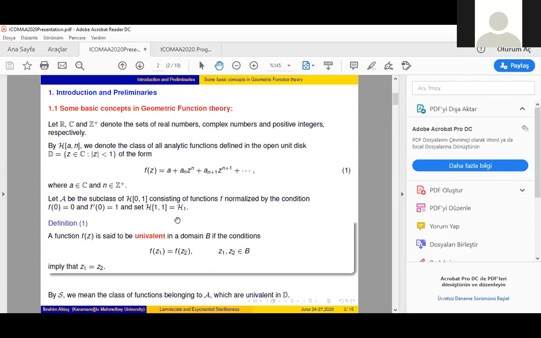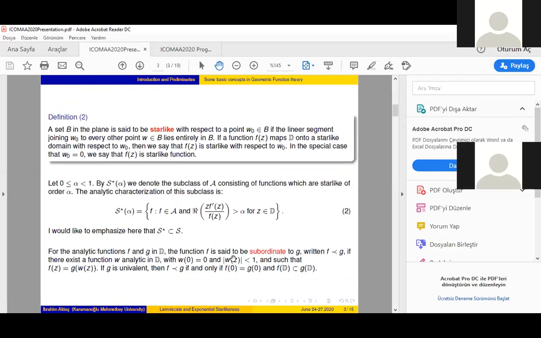Now I want to give the definition of univalent function. A function f(z) is said to be univalent in a domain B if the condition f(z1) equal to f(z2) implies that z1 equal to z2. This is similar to a one-to-one function. By S, we mean the class of functions belonging to A which are univalent in the open unit disk D.